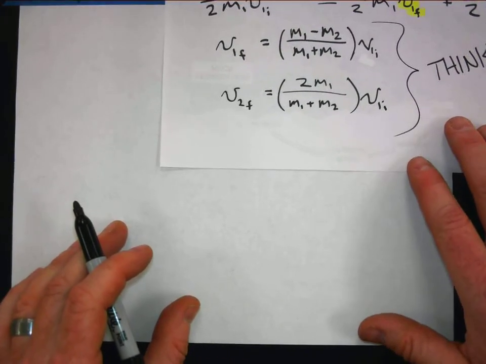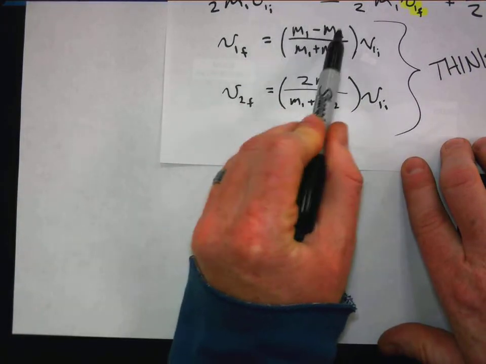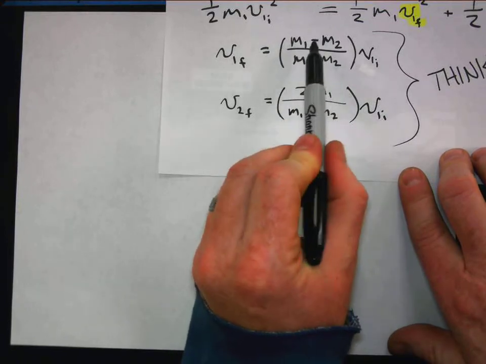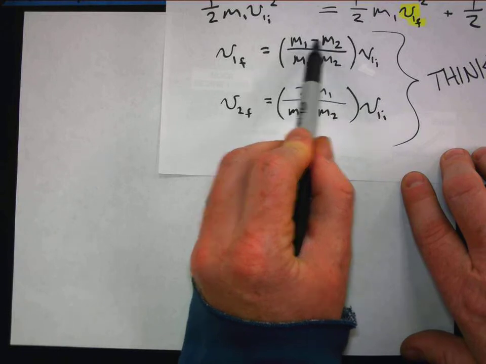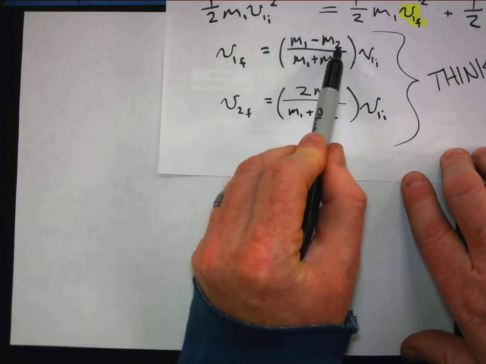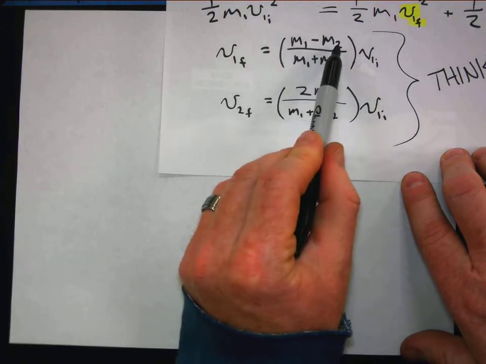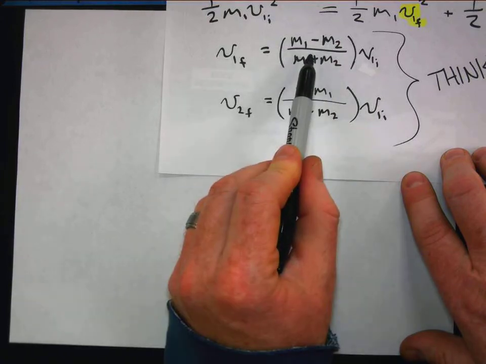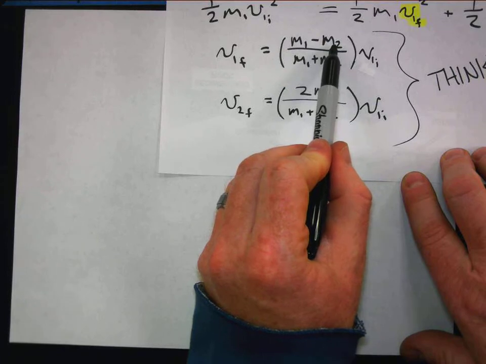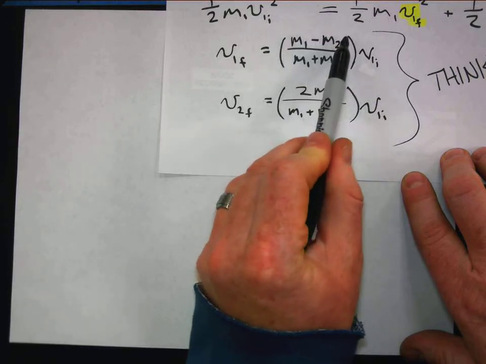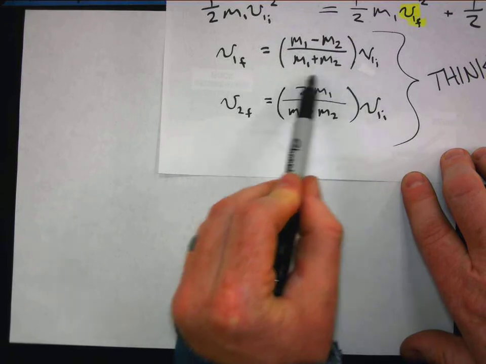We have to look at those and say to ourselves, well, what's the possibility here? If I look at this subtraction in the numerator, then if I have m1 greater than m2, this subtraction leads to a positive result. The whole fraction is going to be positive, and therefore the final velocity will be positive. If I have m2 greater than m1, this subtraction leads to a negative result. The fraction has a negative value, and the final velocity will be a negative value.